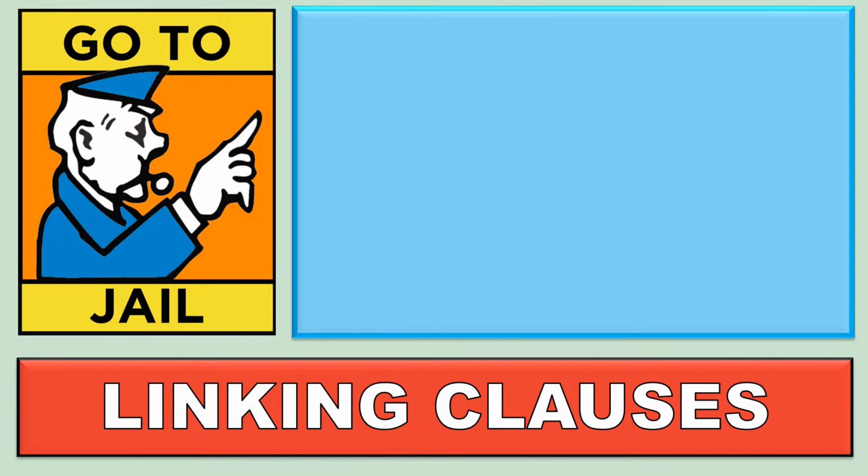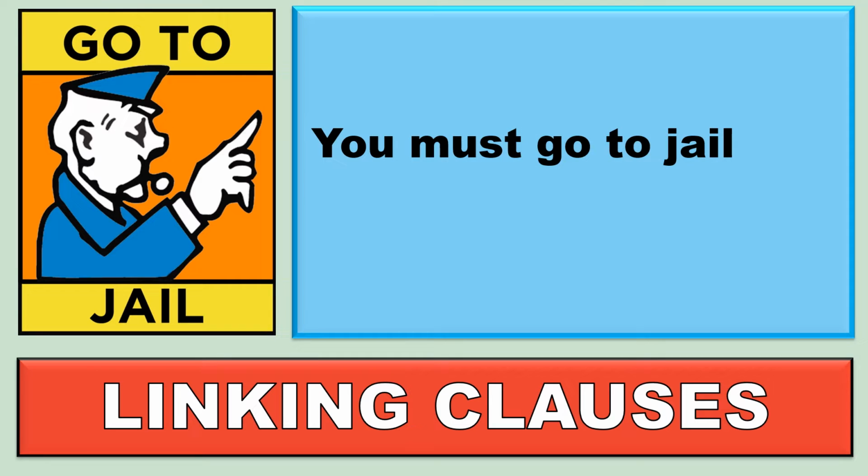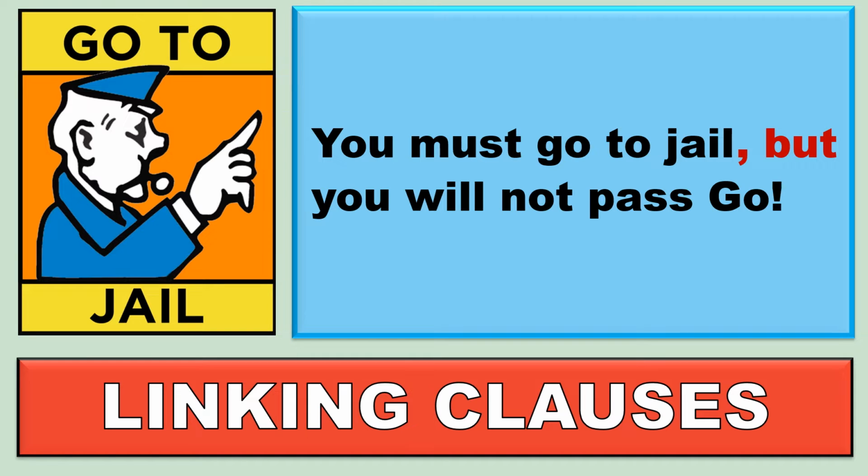Now, the most common use of a coordinator to introduce a clause is when it's linking a clause, and this is the widely accepted use. No problems with this at all. Here, we have a sentence: you must go to jail. But we want to add a second sentence that is equally important and related to it. So we add a comma, but. And then we introduce our second sentence: you will not pass go. And there's absolutely nothing wrong with this use.